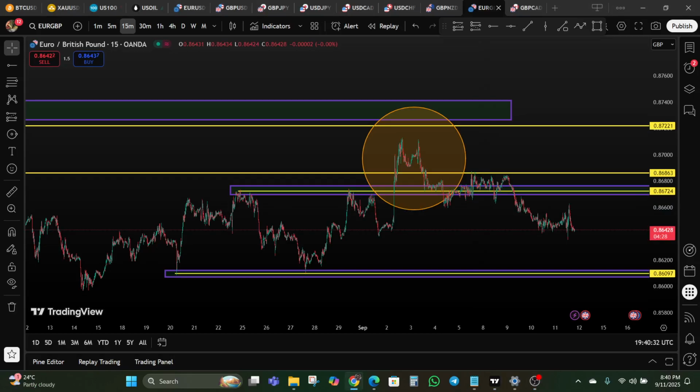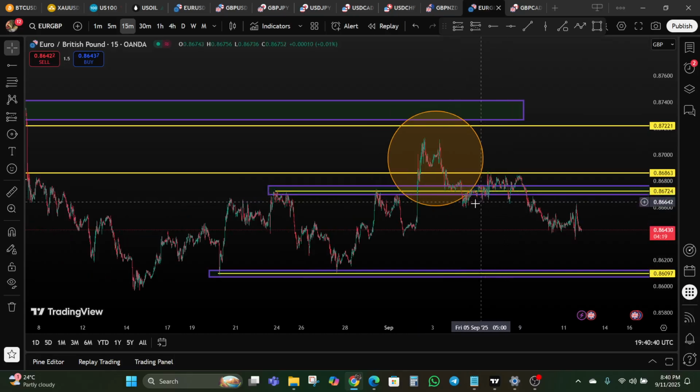So you just remember that liquidity, order blocks, fair value gaps, and market structure all come together to form a framework that makes the market more predictable.